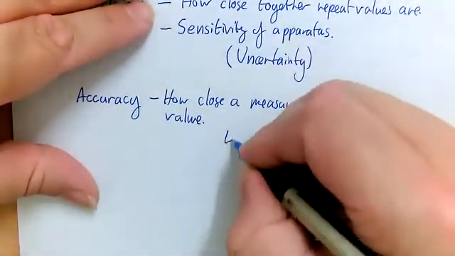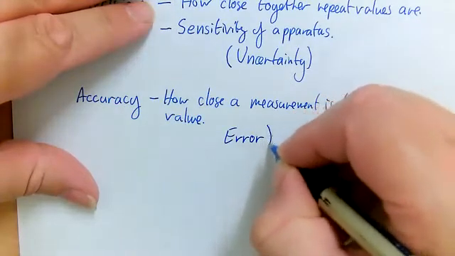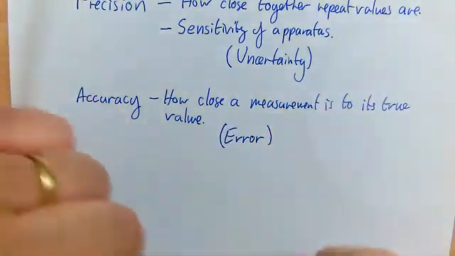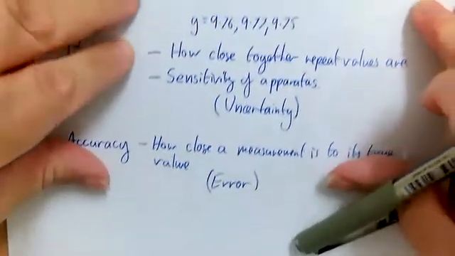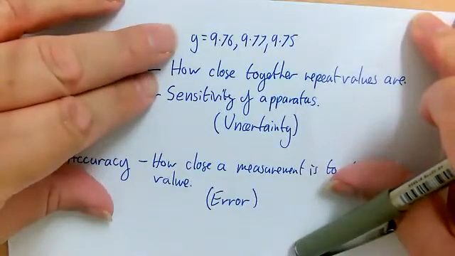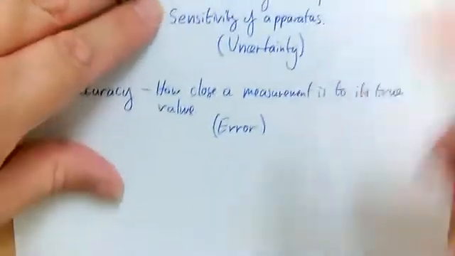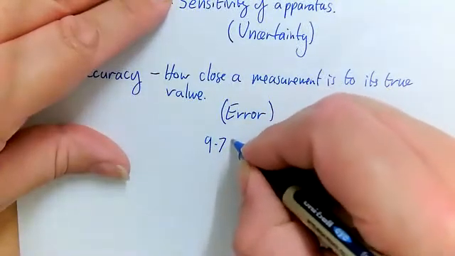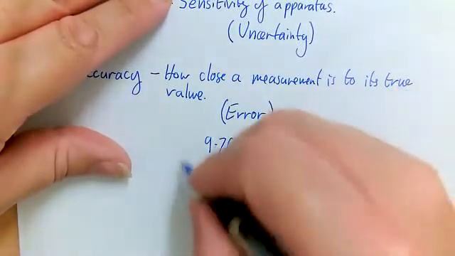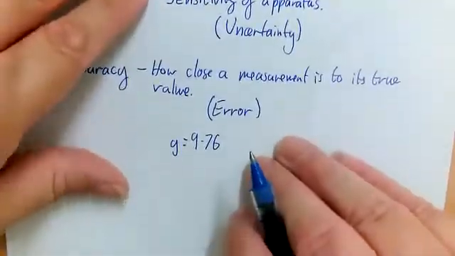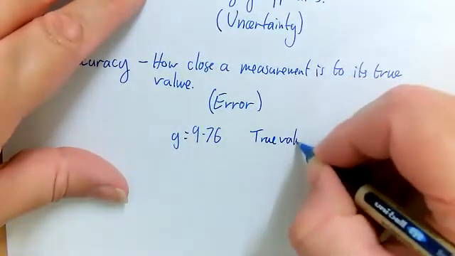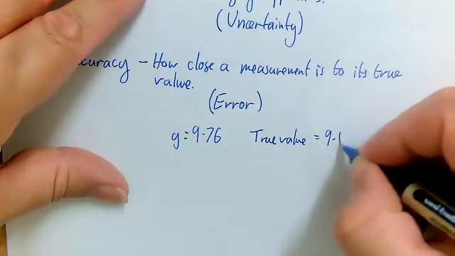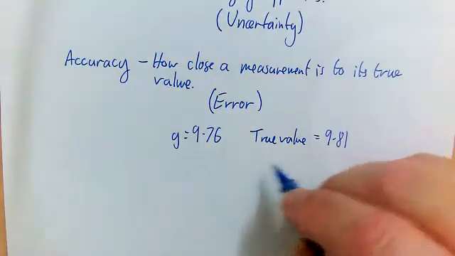In terms of accuracy, we think about error. Error, just like the name implies, is to do with something just being wrong. So here we know the true value, well, the average value would be 9.76. Okay. The measured value of G for the average of those three values up there is 9.76. The true value, what it should be, is 9.81. So there is a source of error.